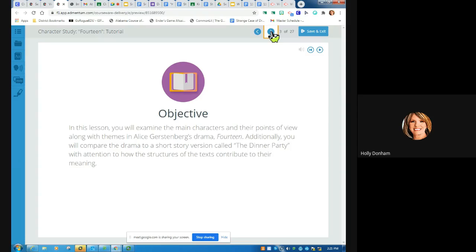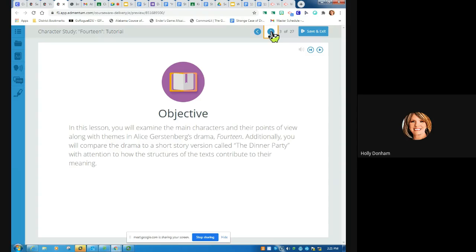Okay, so we're going to examine the main characters and their points of view along with the themes from this drama entitled 14. Additionally, you're going to compare the drama to the short story version that's called The Dinner Party, paying attention to how both of these structures contribute to the meanings of the stories. Now, notice it's the same story. It's just told two different ways, two different structures, okay?